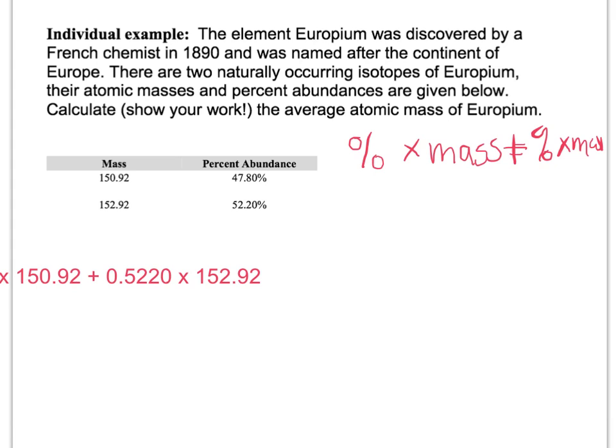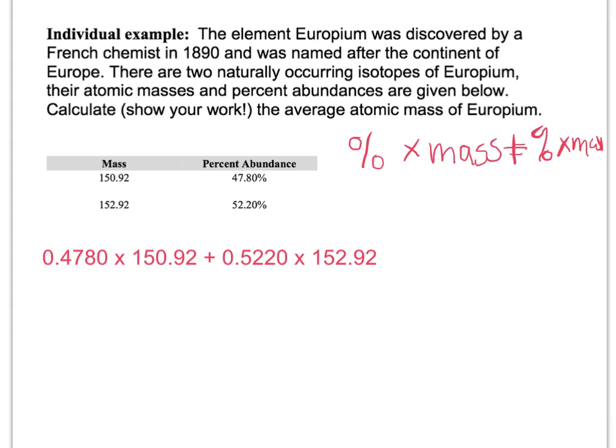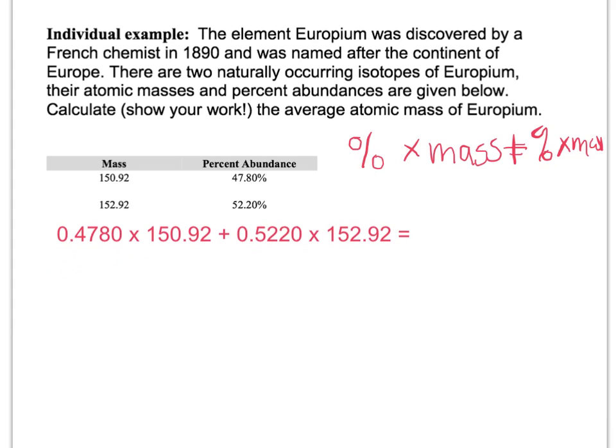So that's what I have: 0.478 times 150.92 plus 0.522 times 152.92, and then I'll get my answer. After I do all of that, I get an average atomic mass of 151.96 AMU. So that is what you should get.